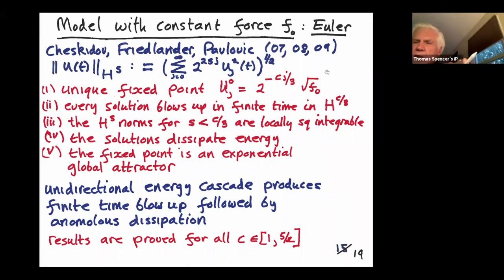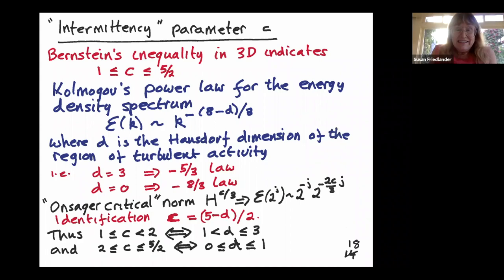Could you go back to the previous slide for just a moment? Yes. So are you defining D by this E of K? Yes. As far as Kolmogorov, this is the energy density spectrum, and Kolmogorov gives arguments for this Hausdorff dimension of the region of turbulent activity defined via the energy density spectrum. Now I'm putting this together with how we have defined C via Bernstein's inequality, and we come up with this comparability of the ranges.